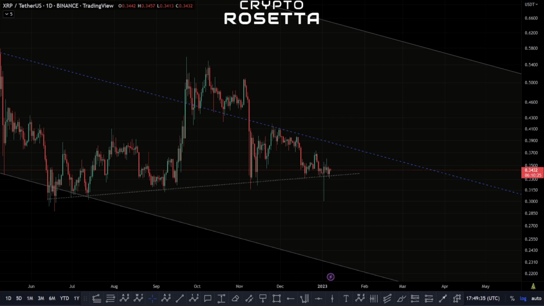Okay, so let's get into the price action here. There are a few things I want to talk about just on a bigger scale, on the macro scale here, before we go into the smaller moves within this.